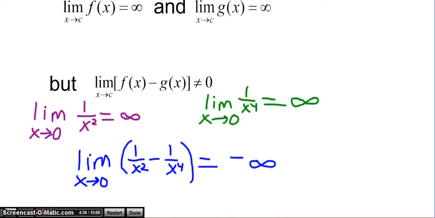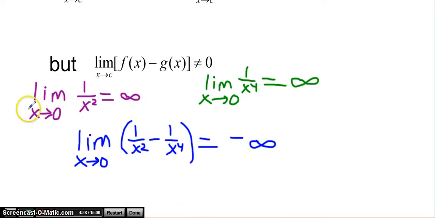Alright, so the example I came up with is the limit as x goes to 0 of 1 over x squared is infinity, so that's my f of x. The limit as x goes to 0 of 1 over x to the 4th is also infinity. That's my g of x. The limit as x goes to 0 of 1 over x squared minus 1 over x to the 4th is negative infinity. It is not 0. There are other correct answers. This is the example that I came up with.